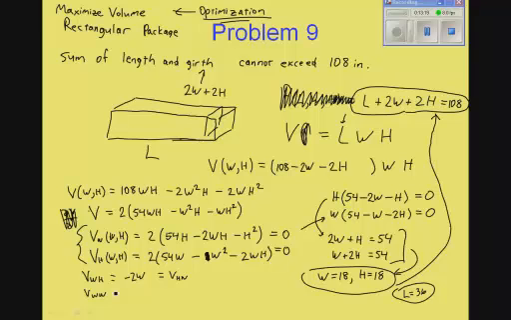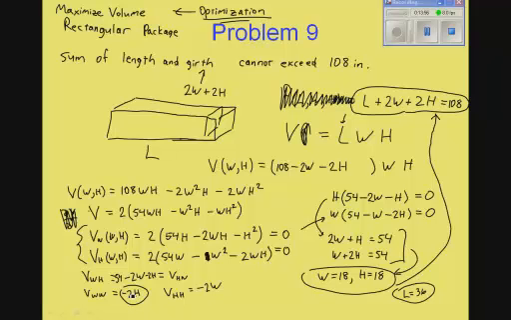Oh, no, I screwed up. 54 minus 2W minus 2H. That's what that is. And this one is my negative 2H. And V_HH is negative 2W. Yeah. So what you do now is you put your 18s in here, and when you work it all out, you'll see, oh yeah, D is greater than 0. And then you'll check this thing is negative. And so that means it's concave down.